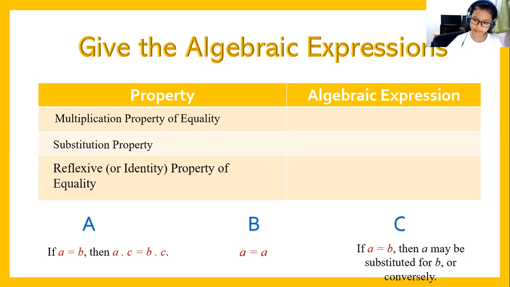So the multiplication property of equality is the same as with addition, subtraction, and division. If you multiply both sides of the equation by the same value, it will not affect the equation. The substitution property means that if A is equal to B, then you can substitute A for B or B for A, conversely. The reflexive property means that any real number is equal to itself. It cannot be equal to anything else. All right.